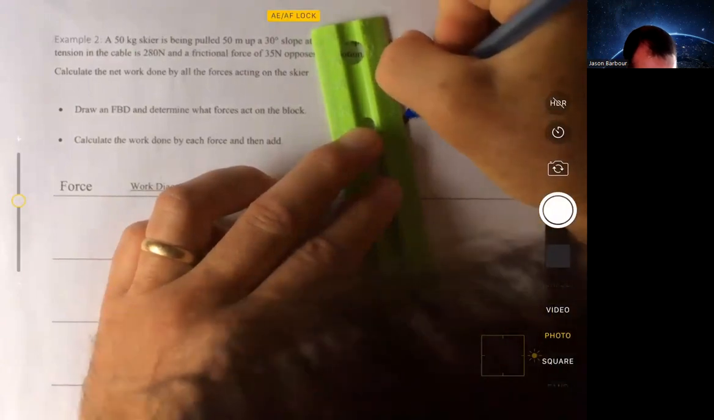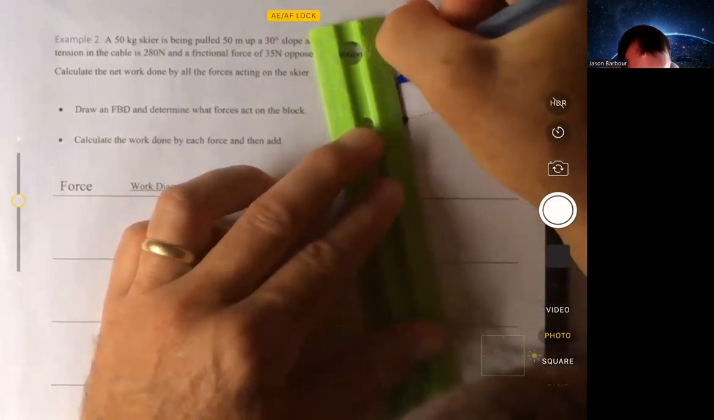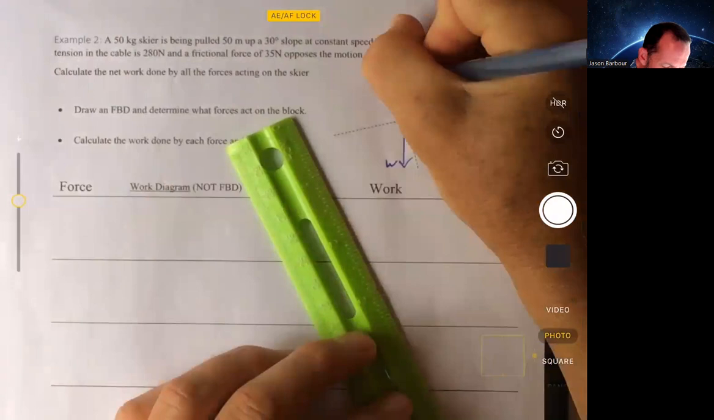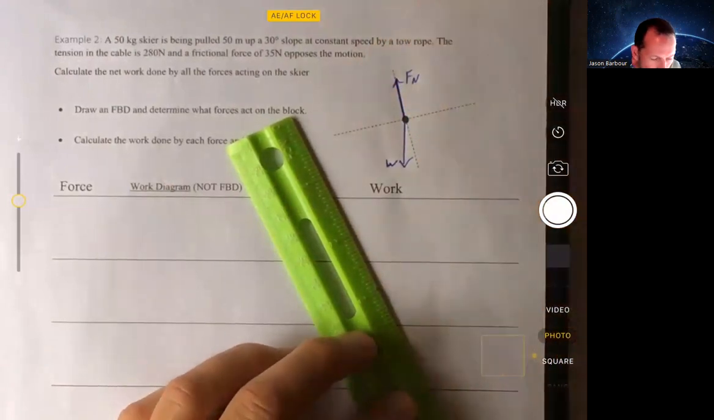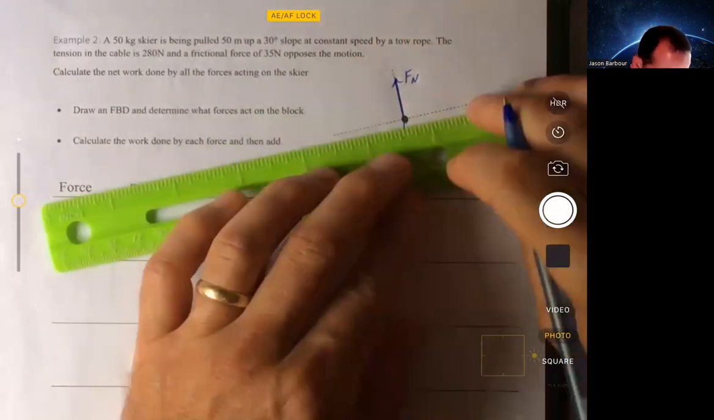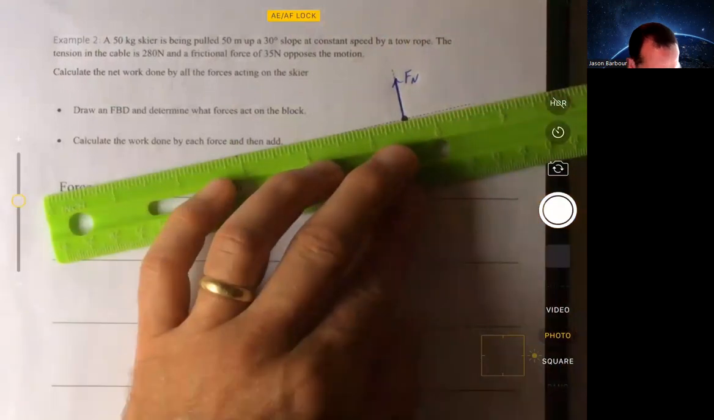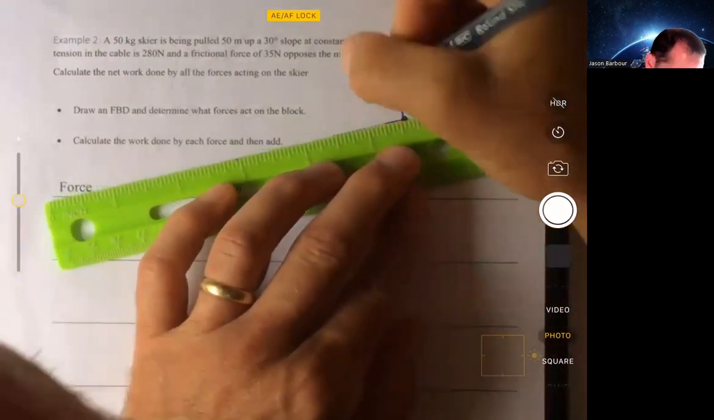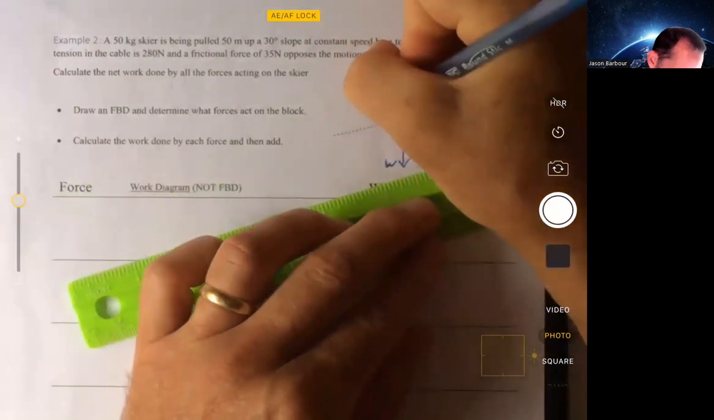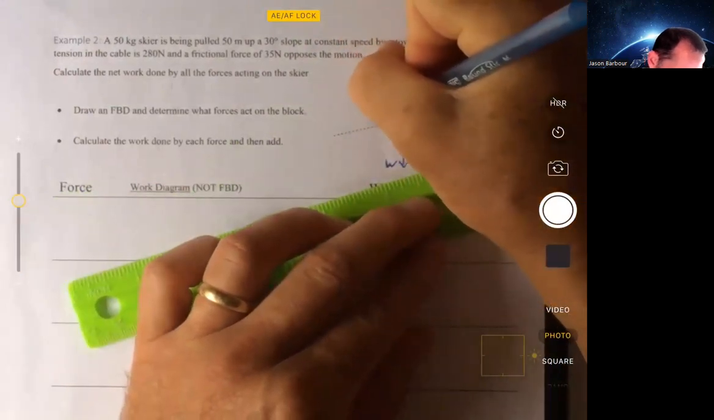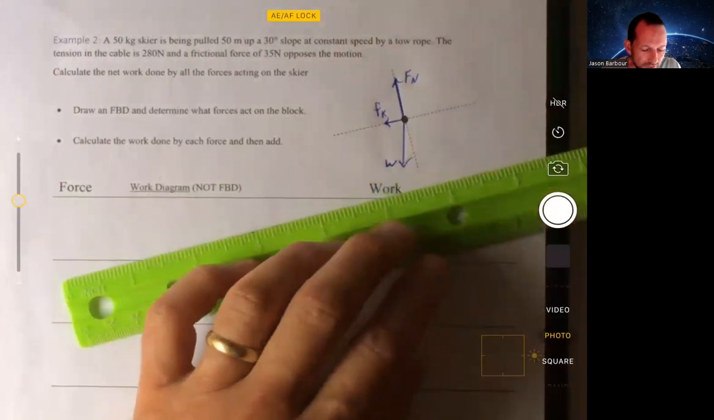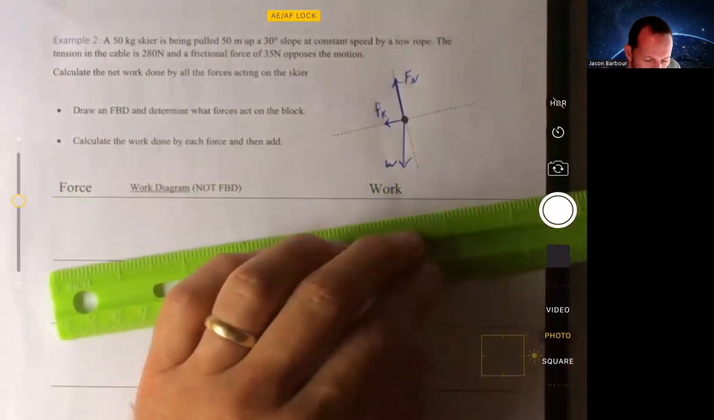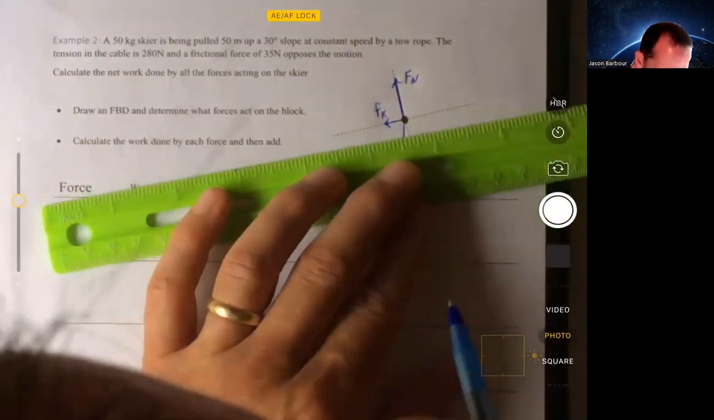What's the skier touching? They're touching the slope, which is creating a normal force. And the slope is also causing friction. And let's see, they're going up the slope. So the friction is going, this is kinetic friction, going the opposite direction. Lowercase f, subscript k is the standard notation used in your textbook and in these packets.